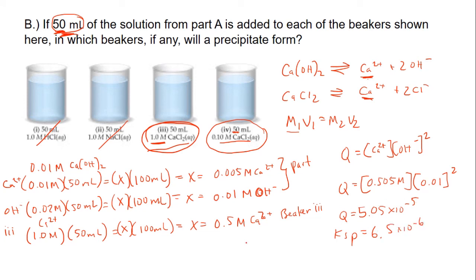So now we've calculated a Q that is greater than our KSP. So how do we know that? We know that because we have a higher concentration of calcium and a higher concentration of hydroxide than the solubility constant. So as a result, right now, we will see a precipitate. A precipitate will form from beaker, and there's no R right there, beaker 3.